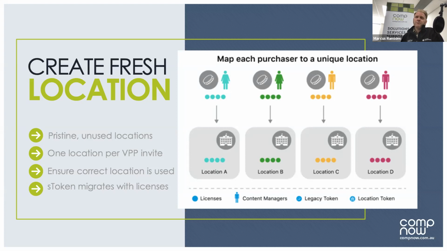If migrated properly, so each VPP account and all of its apps gets migrated into its own pristine, unique location, all app and book licenses, both in use and unused, get transferred across, including the S token. So no action is then required in your MDM. It just continues to work as it was before. Check with your MDM provider that they do support location-based tokens, which have been in use for a couple of years. All the major MDMs support this.